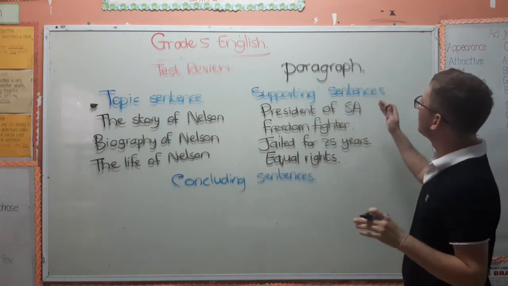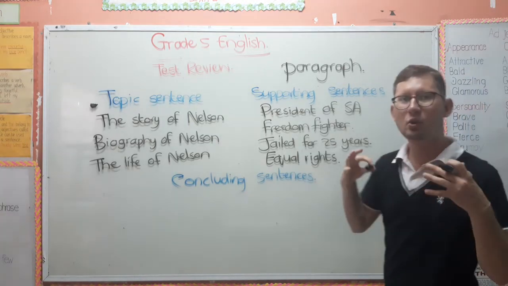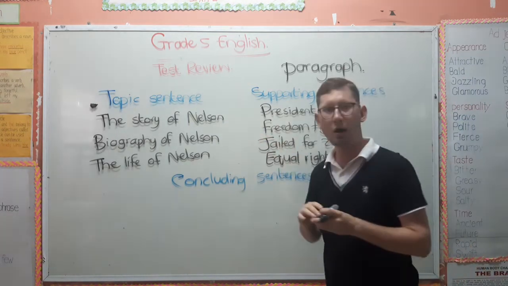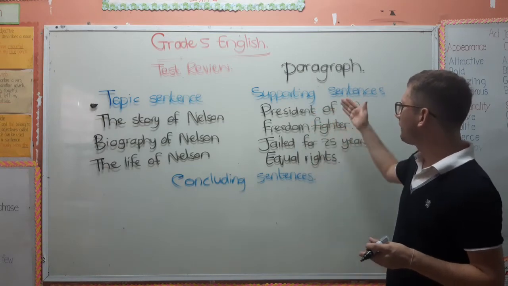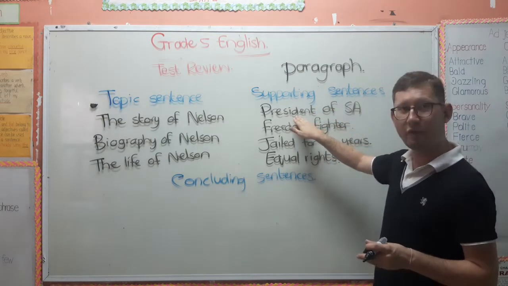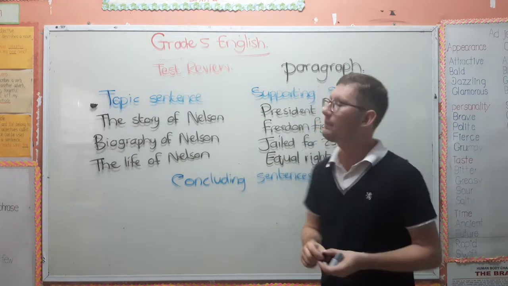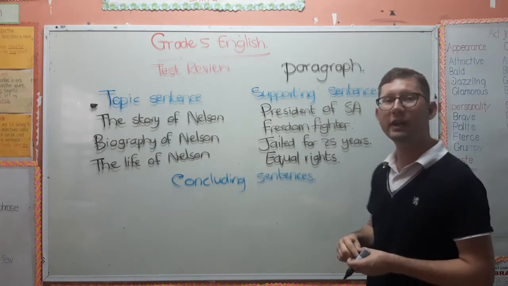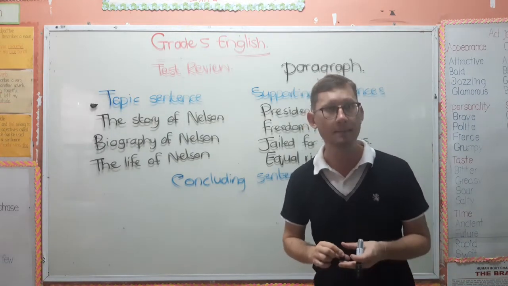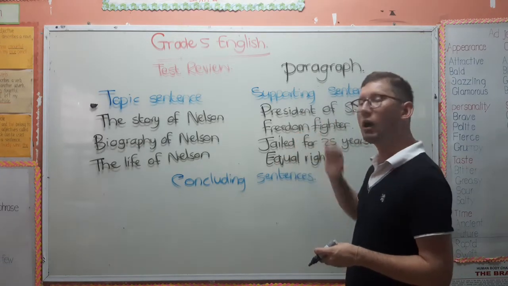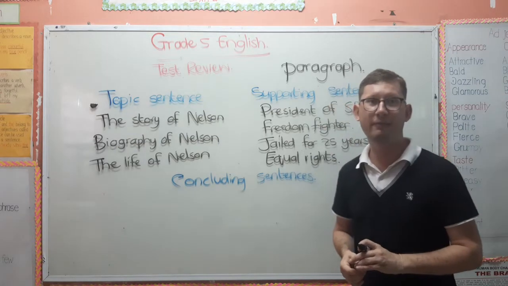Okay, because the supporting sentences explain or describe who he was. For example, there are a few, like 1, 2, 3, 4 things about it. He was the president of South Africa. Then you can talk more about his presidency. Okay, he was a freedom fighter because he fought for freedom. So you can tell me more about his being a freedom fighter. What did he do to become a freedom fighter?